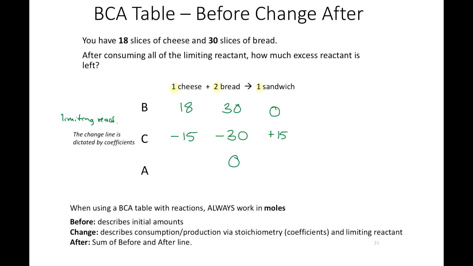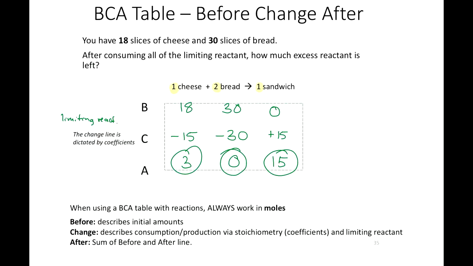All right, so B, C, now we just add up all those columns and we see, oh, there are 3 cheeses left, 3 breads left, and 15 sandwiches. So that should be exactly what is on your cutting board after that reaction, all right? And so this way we can see a comprehensive picture of what's happening, right? A BCA table is really great for showing you if you did something wrong. This is what you did in your head already, but I'm just showing it on paper.